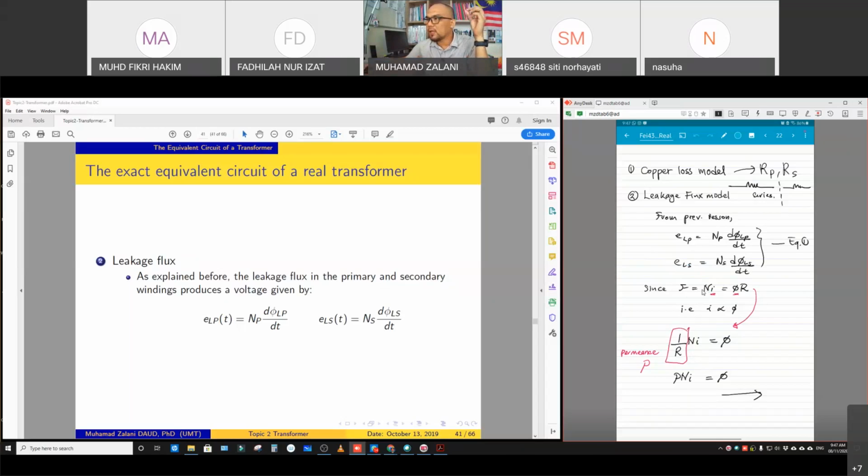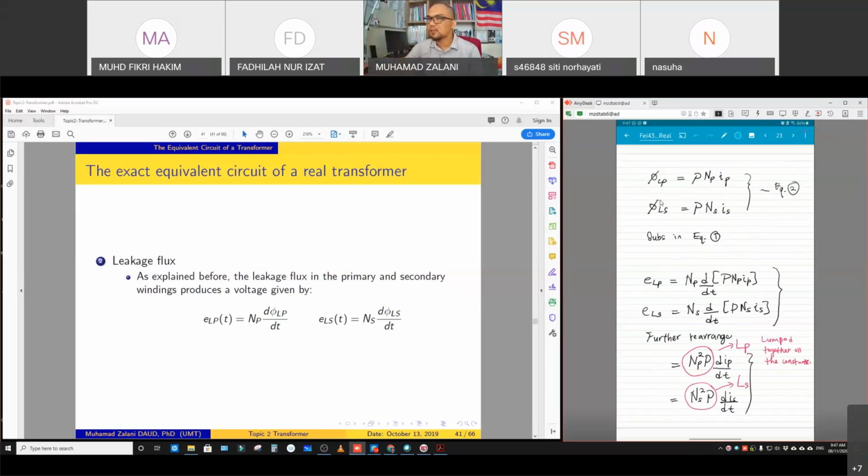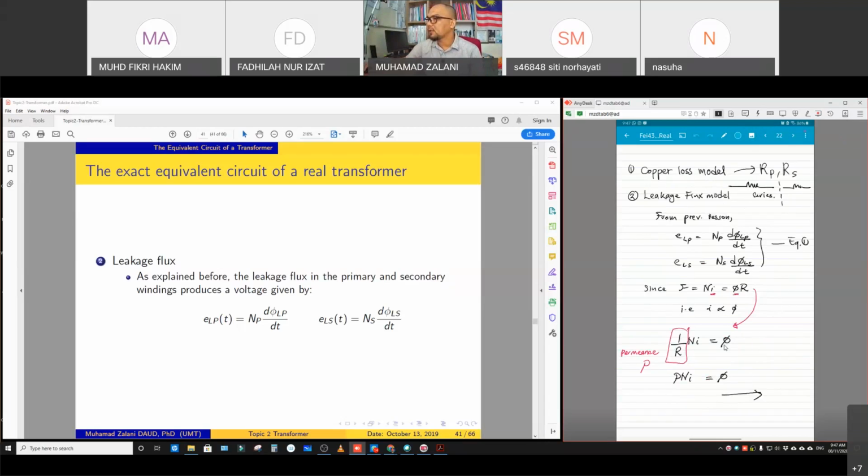And then since F equals NI equals phi R, you know that I is proportional to phi. In this case we can represent 1 over R as permeance, which is analogous to conductance in an electrical circuit. So in a magnetic circuit, 1 over R is permeance. We replace 1 over R with permeance P, and I equals P phi. Then we further substitute P.